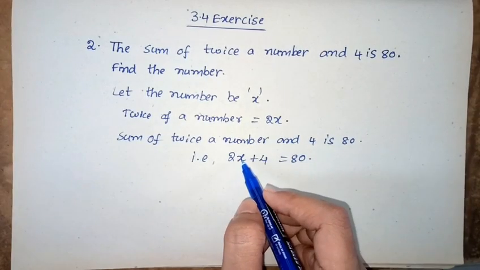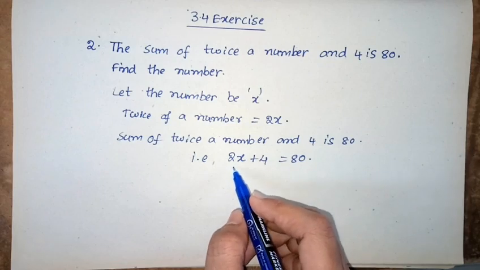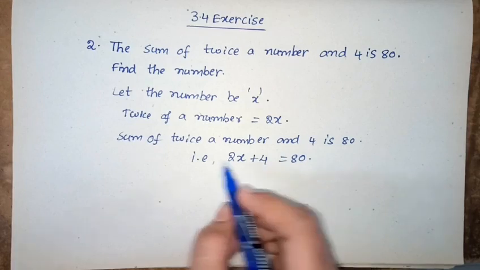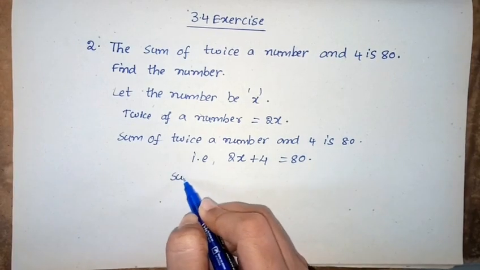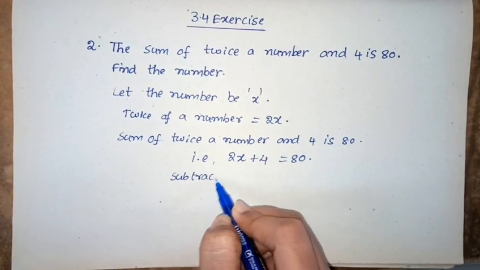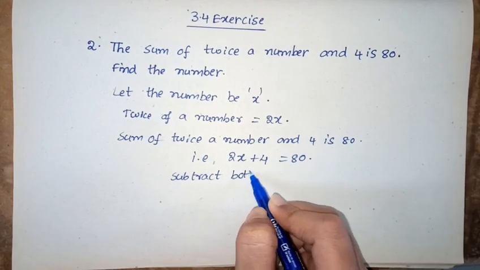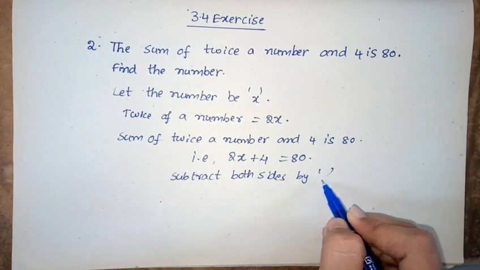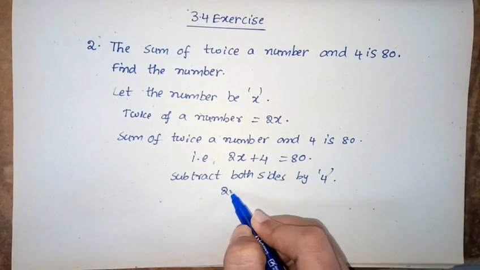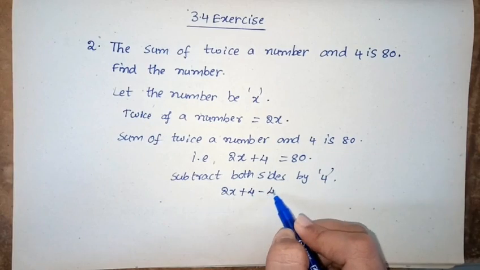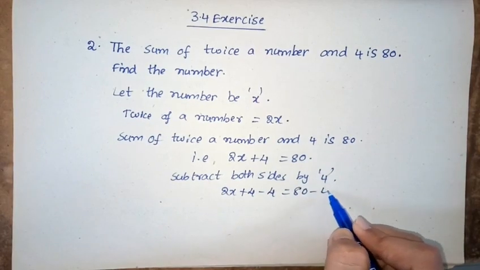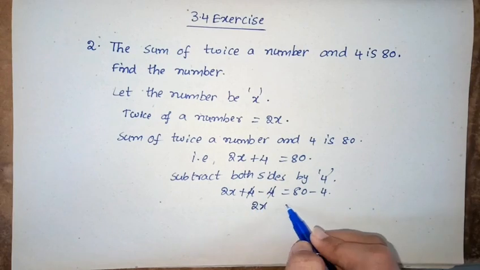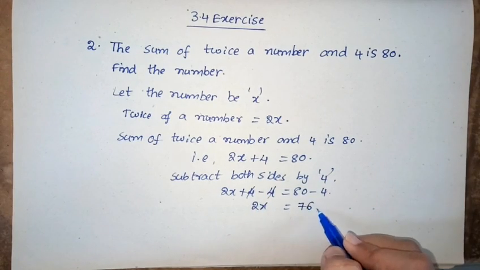Now find the x value. First remove plus 4 by subtracting 4 on both sides. 2x plus 4 minus 4 is equal to 80 minus 4. Plus 4 minus 4 is equal to 0. So 2x is equal to 76.